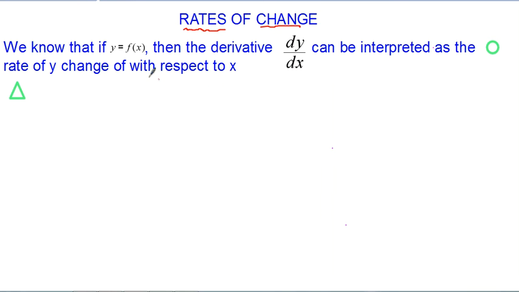If we know y equals f(x) is a function, then the derivative dy by dx can be interpreted as the rate of y with respect to x. Normally we take dy by dx as a rate of change. dy by dx is the rate of change of y with respect to x.